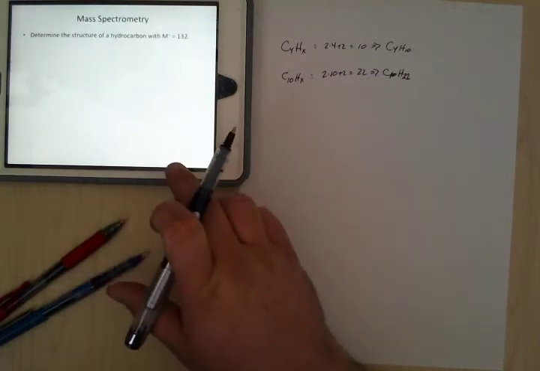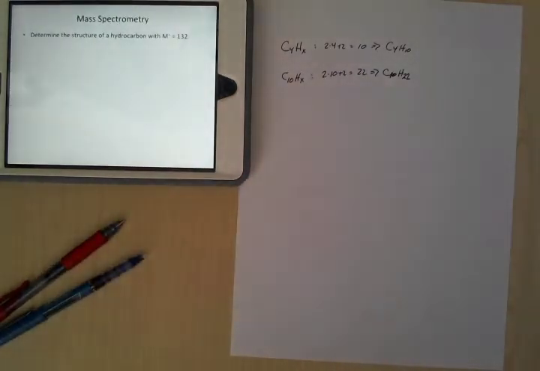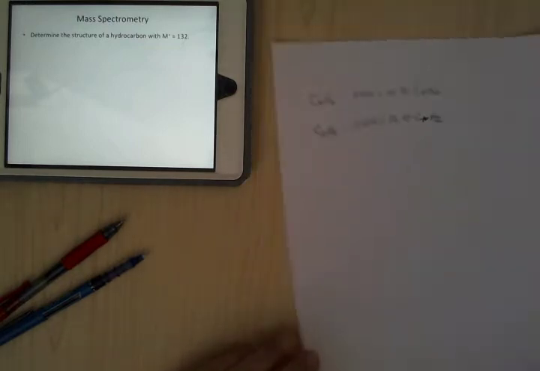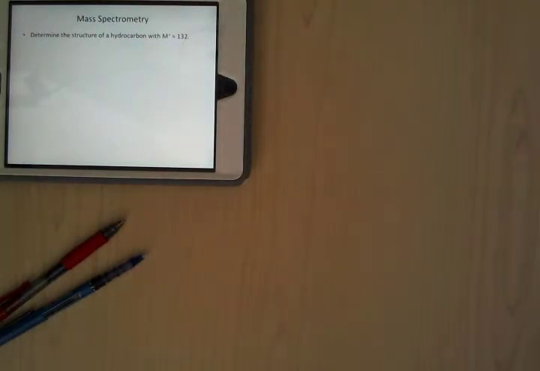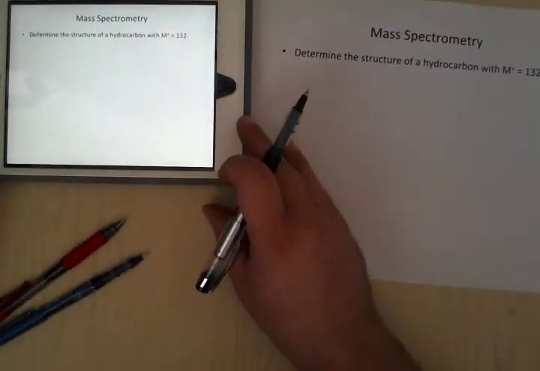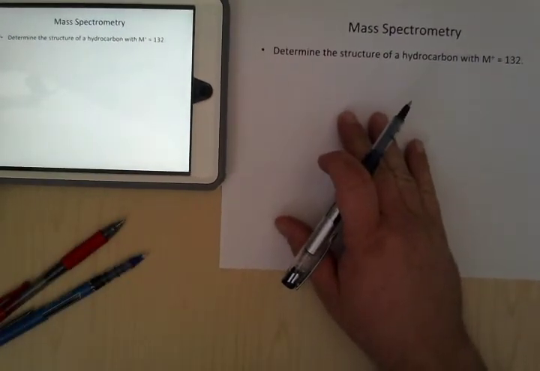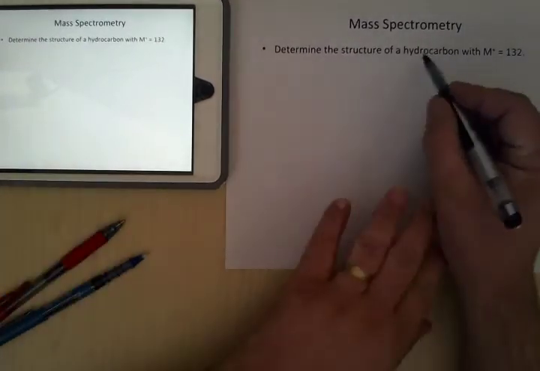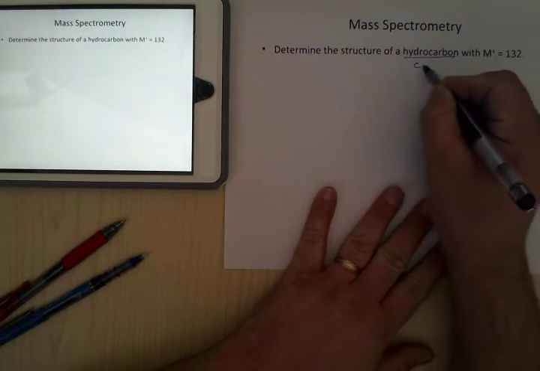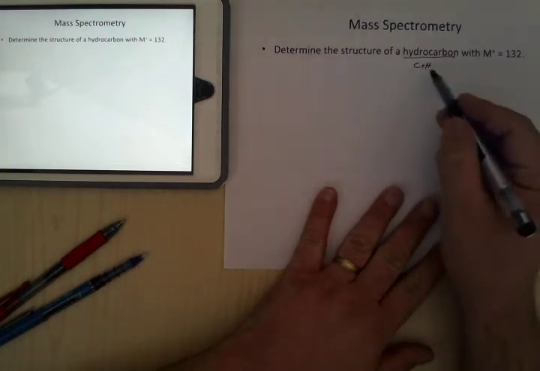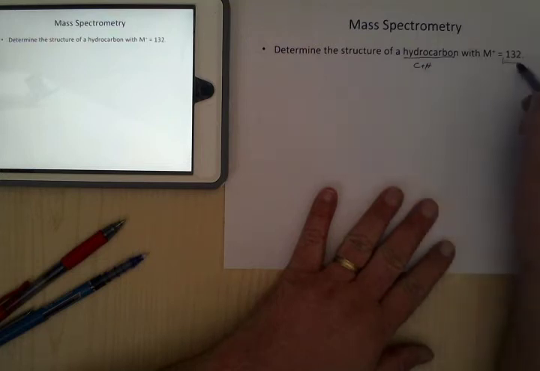Okay. So how do we do this? How do we determine the structure? So here we go. Now I'm going to tell you that it's a hydrocarbon, right? So what does that mean? This means that it's C plus H, carbon and hydrogen, that's all we've got. So that means that this mass here is always just C plus H.